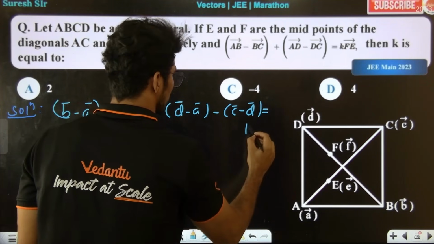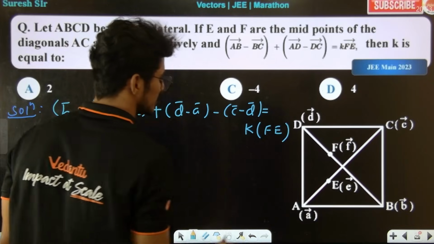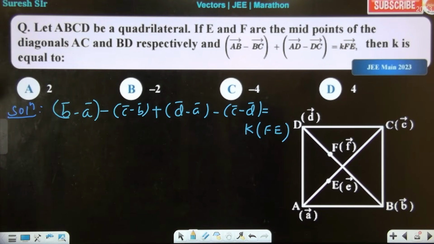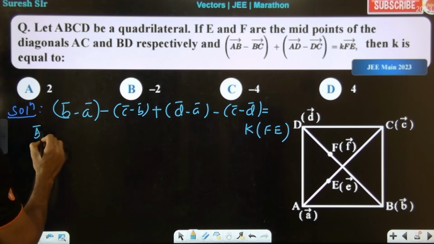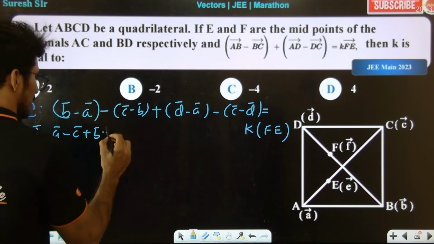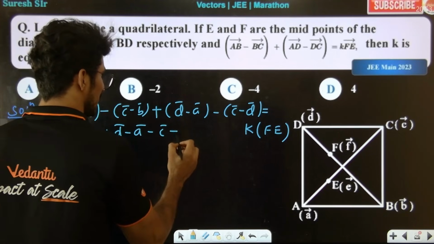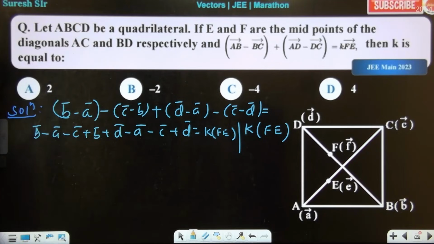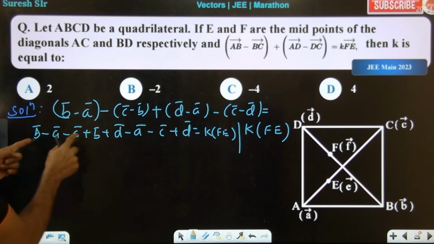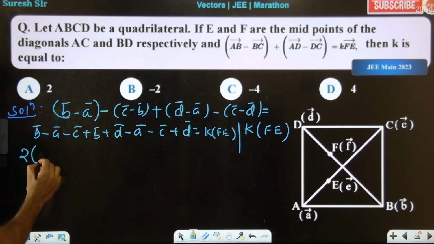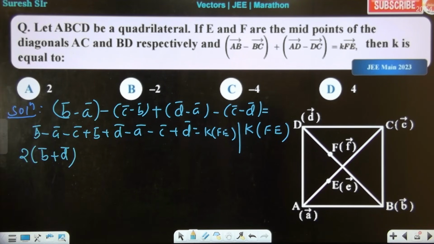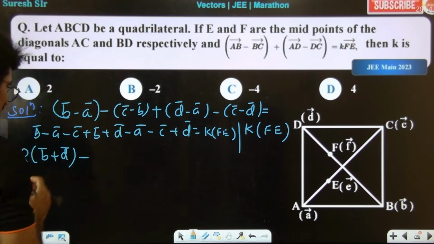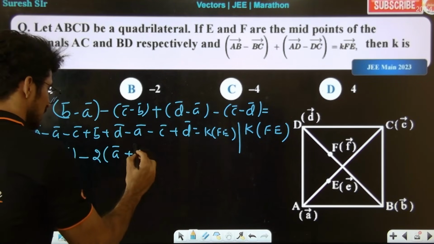This is equal to K times FE. Now tell me, what am I going to do? I am going to simplify this. Simplifying, B plus D minus A minus C plus D is equal to K times FE. Now if I look at this properly, I get 2 times B and 2 times D, so 2 times B plus D, minus 2 times A plus C is equal to what?